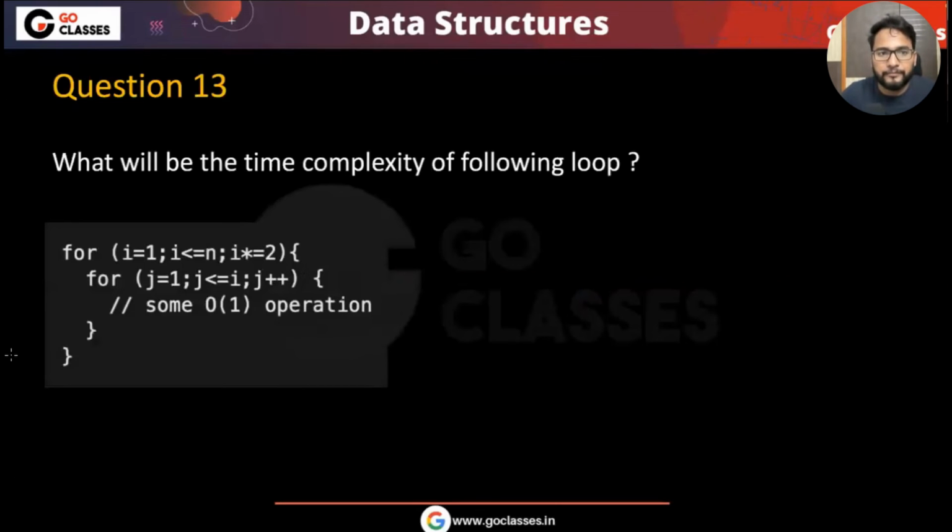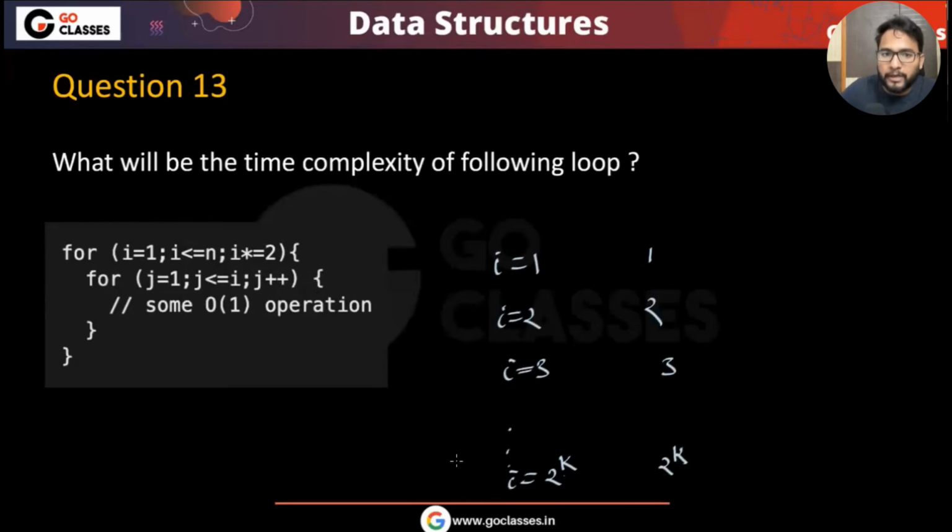Okay. Let's see this question. What will the time complexity of the following loop? This is log n times, that is okay. But this is i times. Right? For i equal to 1, you are going to run 1 time. For i equal to 2, you are going to run 2 times. For i equal to 3, you are going to run 3 times. For i equal to 2 power k, you are going to run 2 power k times. So, I mean, 2 power k is, let's suppose, n.